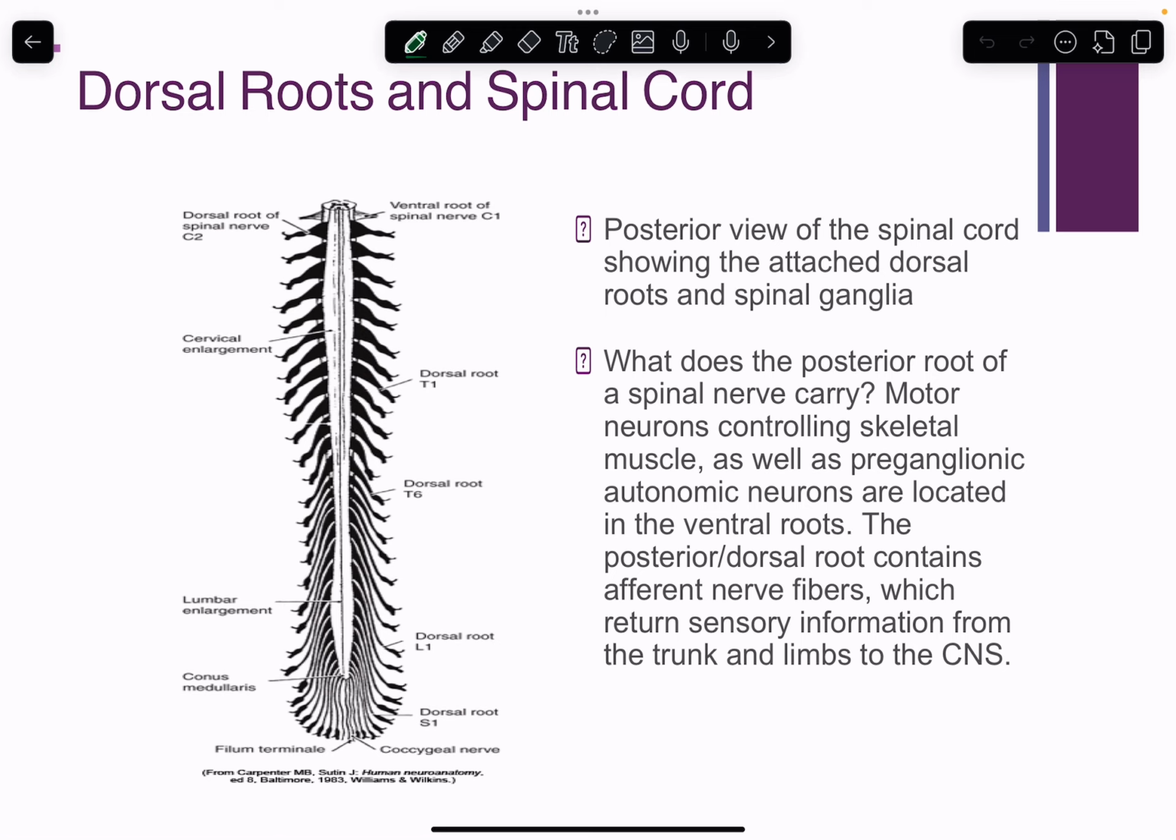So the lumbar enlargement is a widened area of the spinal cord in the lower back that serves to accommodate the increased number of neurons necessary for controlling the muscles of the lower limbs and processing sensory information from the legs. To take a closer look again, it is located in the lumbar region of the spinal cord, typically between the T11 and L2 vertebrae.